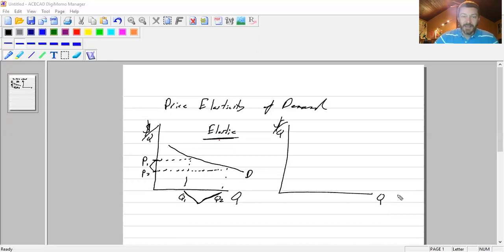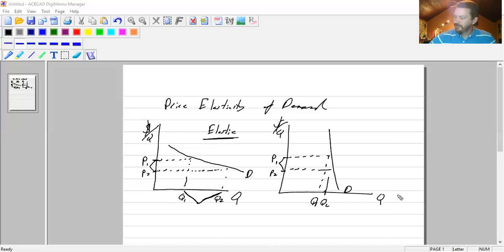And that means the responsiveness, how much quantity demanded changes in response to a change in price, is relatively large. The curve is relatively elastic. It's relatively responsive. On the other hand, here's a different demand curve. We'll start off basically at this same price, P1. There's the quantity demanded associated with P1. We'll put in a similar change in price, P2. Here's the change in quantity demanded, Q2.